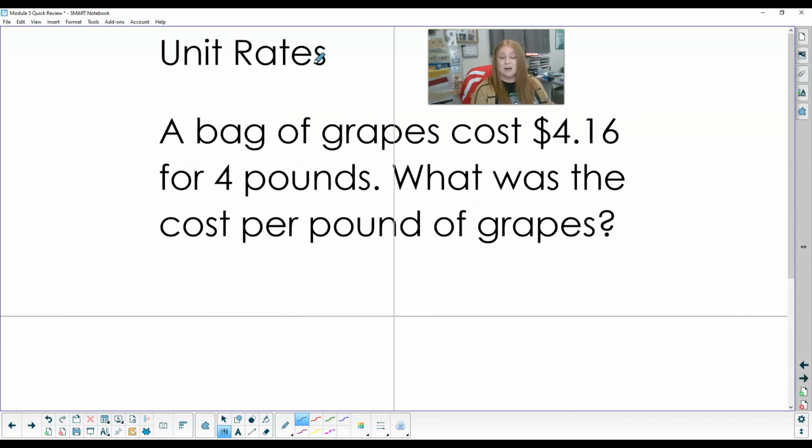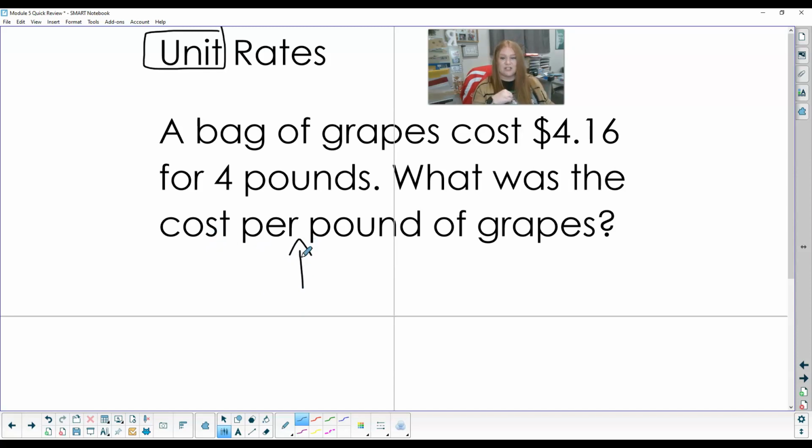Okay, the next part is our unit rates. And we have a bag of grapes that cost $14. Sorry, whoa, that's a very expensive bag of grapes. $4.16 for 4 pounds. What was the cost per pound of grapes? So let's remember a unit is 1. And every time I see this word per, I want to stick a 1 in front after that. What is the cost per 1 pound of grapes?